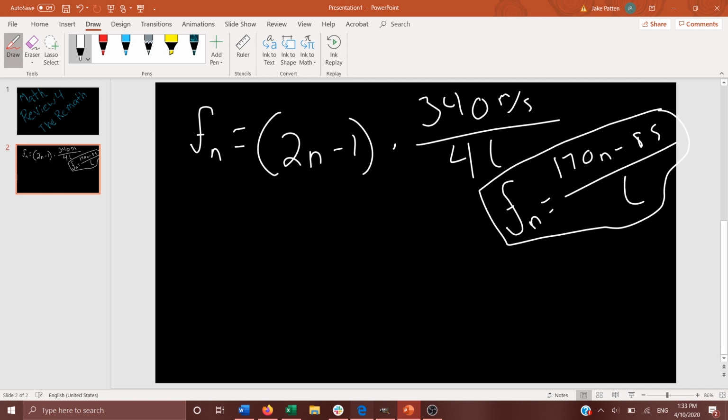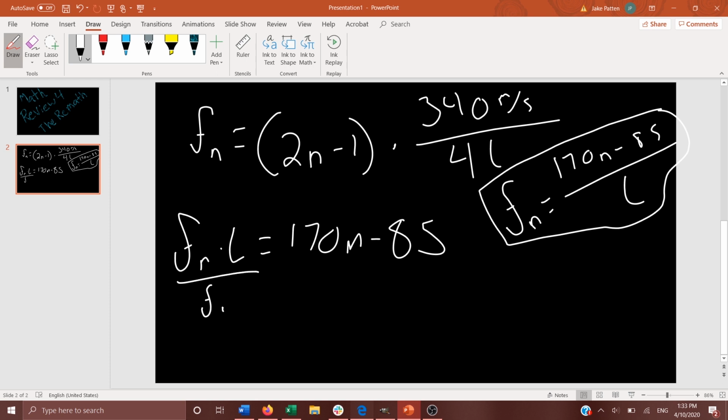So we want to get L by itself. Sorry. We want to get L by itself. So what we're going to do is multiply L on both sides. We're going to have Fn multiplied by L equals 170n minus 85. And now we still want to get L by itself, so we're going to divide by frequency, divide by frequency, and there you go.